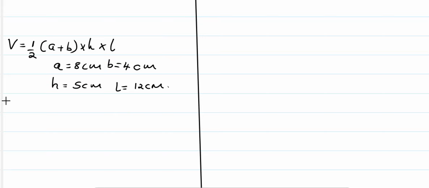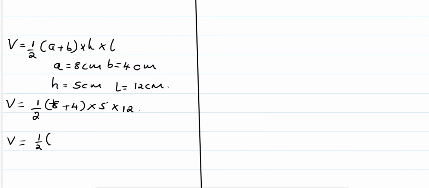So to get the volume V, now it will be half into A, which is 8 centimeters, plus B, which is 4 centimeters, then multiplied by the height of the trapezium, which is 5 centimeters, then multiplied by the length of the prism, which is 12 centimeters, where A and B are the parallel sides of the trapezium. So from there, I can say volume V is equal to half into 8 plus 4 is 12, then multiplied by 5, multiplied by 12, like that.